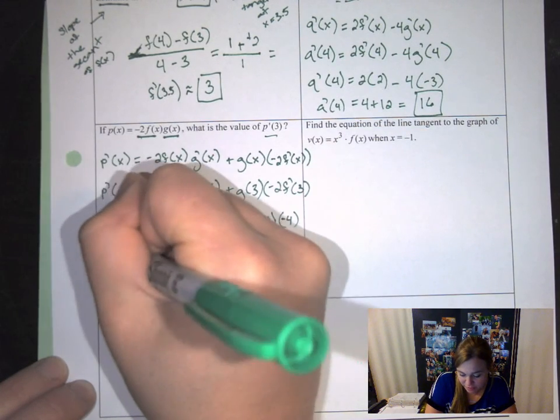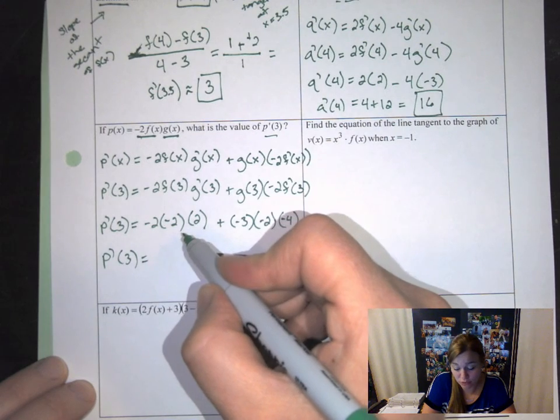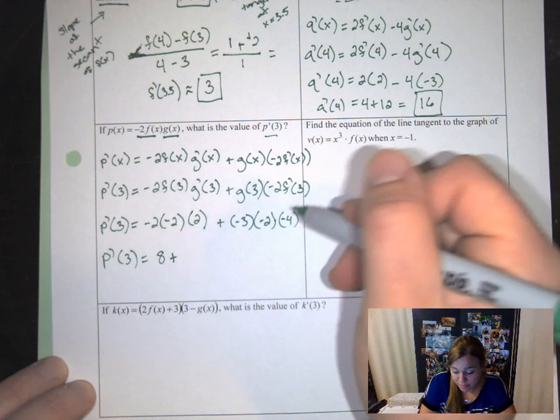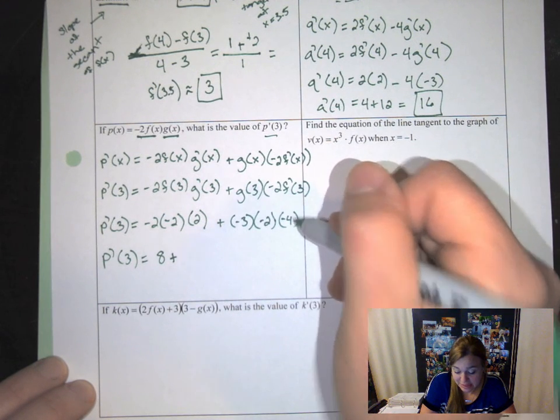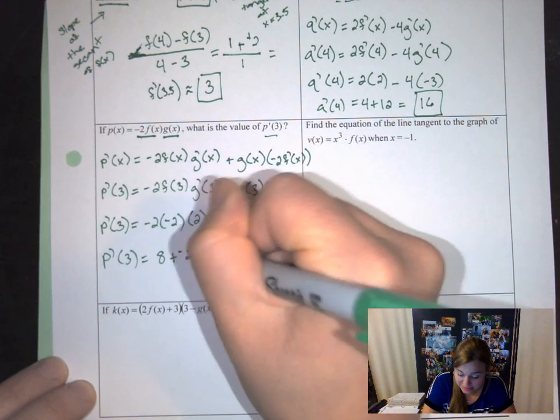That means p prime of 3: negative 2 times negative 2 is 4, times 2 is 8, plus this would be positive 6 times negative 4, which would be negative 24. If I subtract this, I would get negative 16.